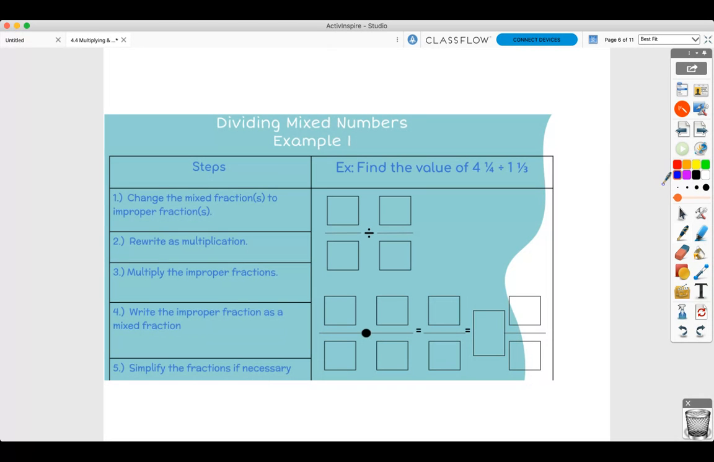How about dividing mixed numbers? So when you're dividing mixed numbers, change a mixed number to an improper fraction. So 4 times 4 is 16, plus 1, that's 17 over 4. 1 and 1/3 is 1 times 3, plus 1 is 4 over 3. And remember, because it's division, you have to rewrite this as multiplying by the reciprocal. First fraction remains the same. Change to multiplying and take the reciprocal of the second fraction.